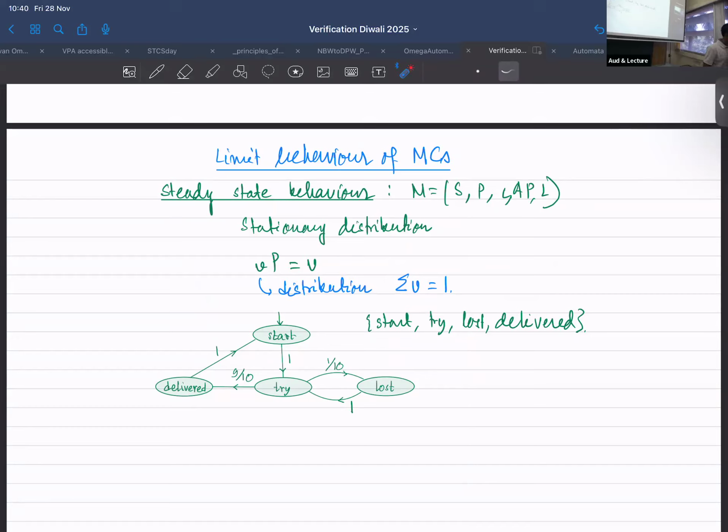When we talk about the limit behavior, there is also another thing which is called a steady state distribution of a Markov chain.